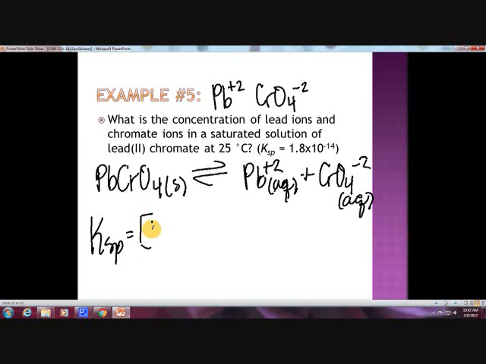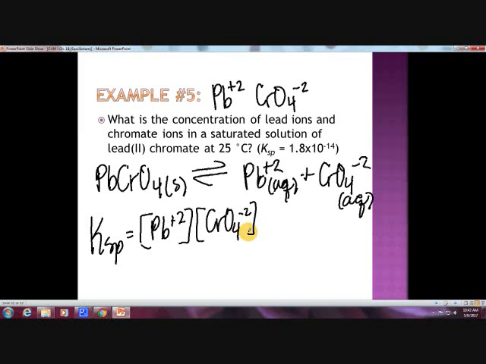It's going to be the concentration of the Pb ion. Since this was evened out, we didn't have to balance it, so it just has a coefficient of 1, so it's raised to the first power. And then the chromate, there's also one of those, so we raise that to the first power as well.